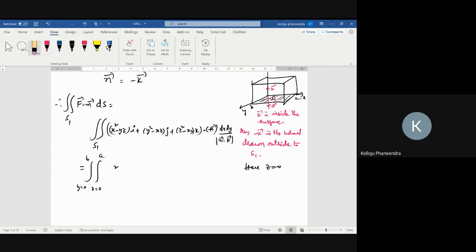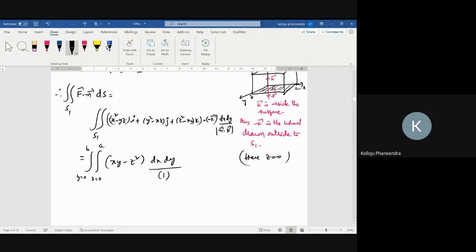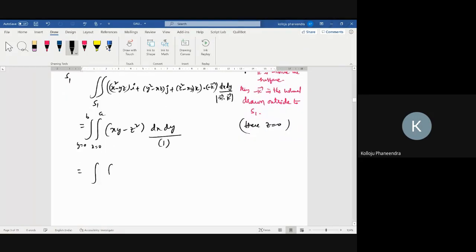Let me first take the dot product with K bar only. So what I am getting? z square minus xy, and with a minus sign, this is minus K bar. So this becomes xy minus z square. Dx dy by n bar dot K bar is what? N bar dot K bar is minus K bar dot K bar, this is 1. And what is the z value here? 0.